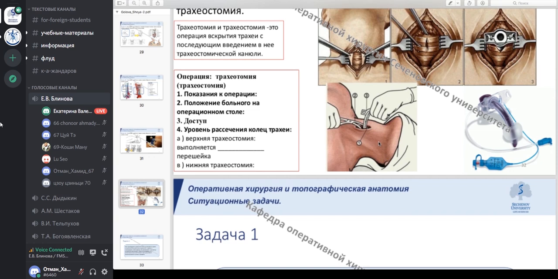For adults, you should make the superior tracheotomy. For children, you should make the inferior tracheotomy. What are superior and inferior? It's the level of the tracheal ring cutting. If you cut the second and third tracheal rings, it's superior. The fifth and sixth is inferior. Or above the isthmus or below the isthmus. Do you understand?